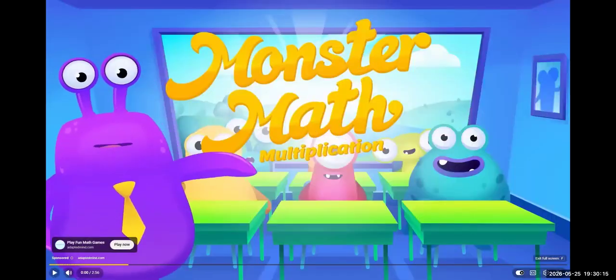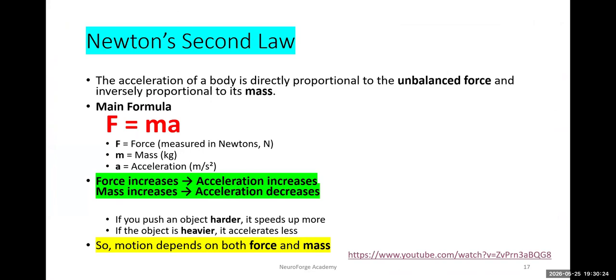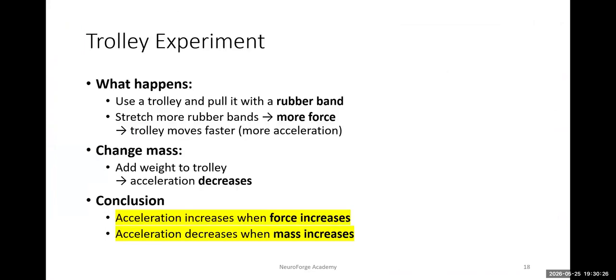Okay, I think we'll continue this trolley experiment in the next class. I hope you understood everything I have told you today.